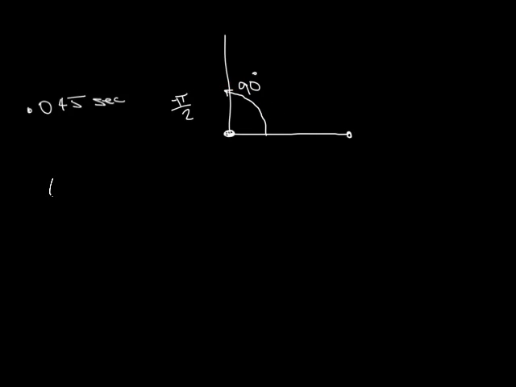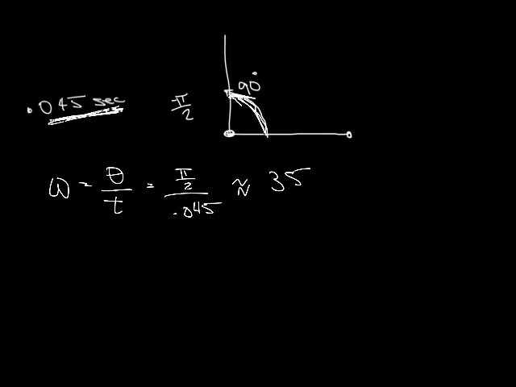So we're going to use our omega, and that equals theta over time. This just tells you how fast you can do it, how many seconds it takes, the time. This will tell you what the distance is that this angle can travel in a certain amount of time. So we're going to put theta being pi over 2, 90 degrees, over 0.045 seconds. So that's how fast you'll travel through that. You can divide this all out and you'll end up getting a number close to 35 radians per second.